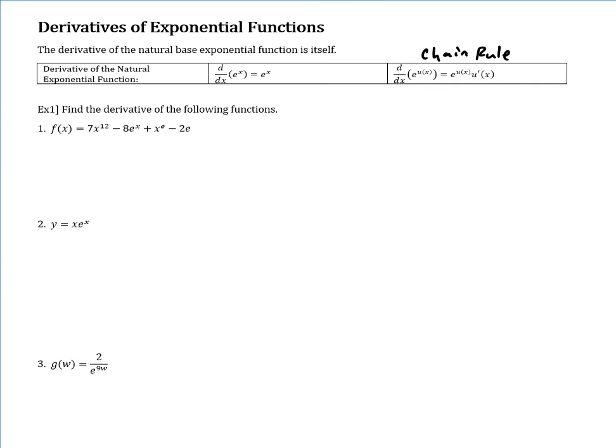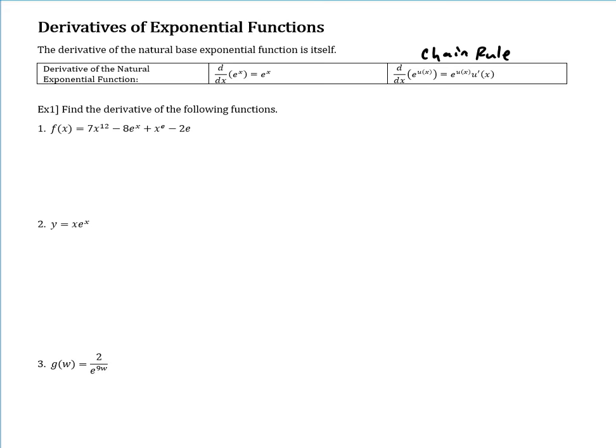So the way I think of it is, the derivative of e to the power is e to the power, so it's copy and paste, times the derivative of the power. So e to the power times the derivative of the power is how I look at it with the chain rule. Okay, so let's break this down. So let's do a few problems here.